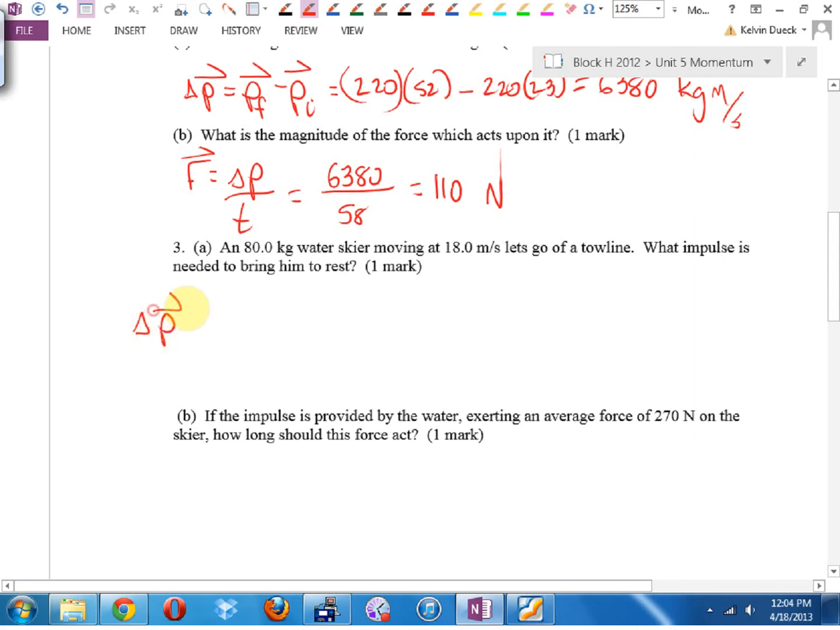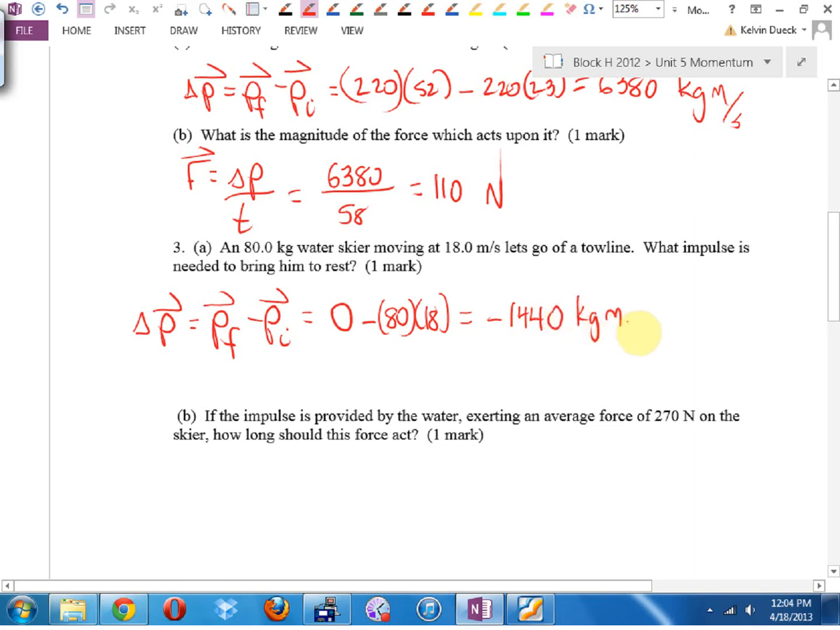And as I look, I notice they didn't give me a force. They did give me a velocity. So I think I'm going to go momentum final minus momentum initial. Why can I say that the final momentum is 0? Rest, oh, comes to a stop. Minus, the initial momentum is going to be mass times velocity. It's going to be negative 80 times 18, 1440, I think.